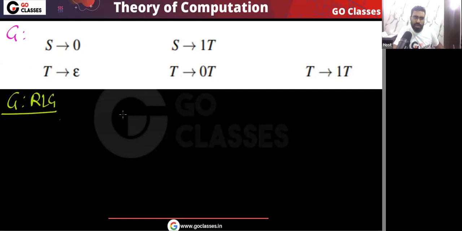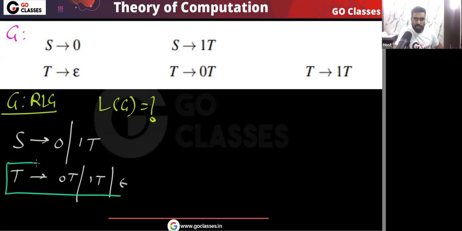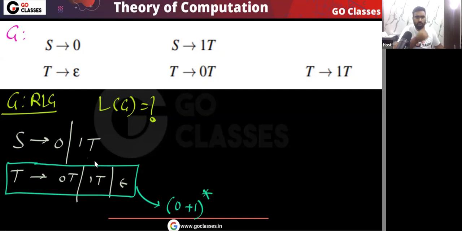Now you tell me what the language is here. You don't have to convert to NFA, because you can easily see what is happening. S goes either to 0 or to 1T. Look at T. T goes to 0T or 1T or epsilon. Do you remember, this is the standard grammar for (a or b)*, like (0 or 1)*. We have already seen this in the previous lecture.